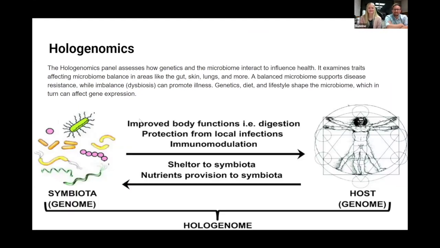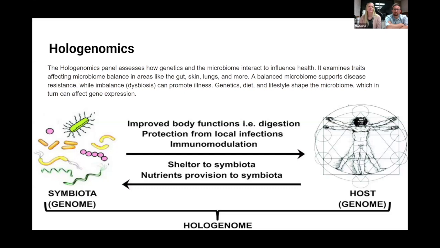This is my favorite panel, so forgive me if I go on and on. The hologenomics panel covers how the genetics of your microbiome is influenced by your genetics, and how your genetics influence the genetics of the microbiome. There's a lot of interplay here, lots of layers, because we have co-evolved with our microbiomes. This is a relationship that goes back hundreds of thousands of years, and it has evolved very closely over time.